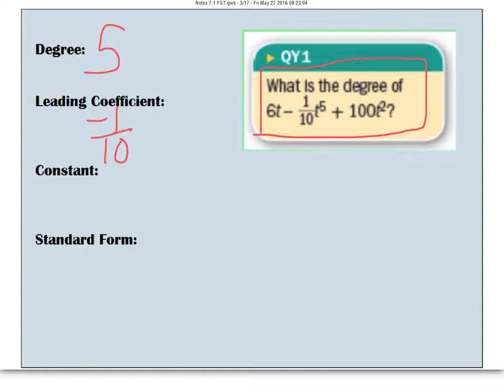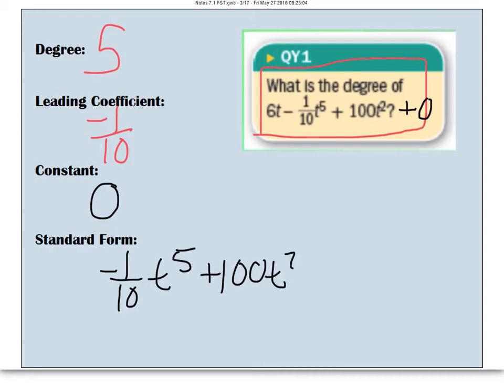The constant for here, as t changes, every term in here is actually going to change. There is no constant term, so technically the constant is 0, because what I could have on here is plus 0. Standard format, this does need to be adjusted. T to the fifth is first, then t squared, and then 6t. So for the standard format, we would write it so it looks like this.